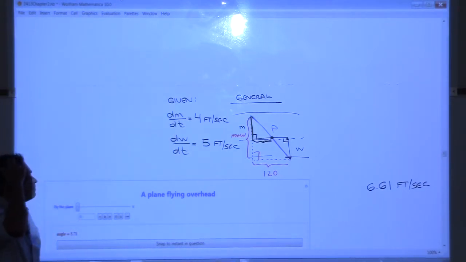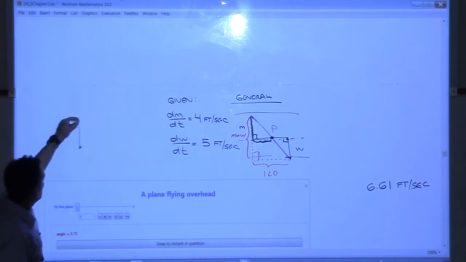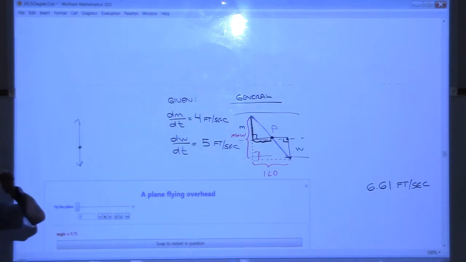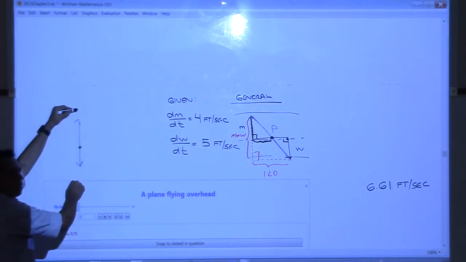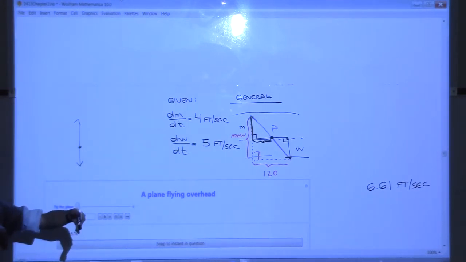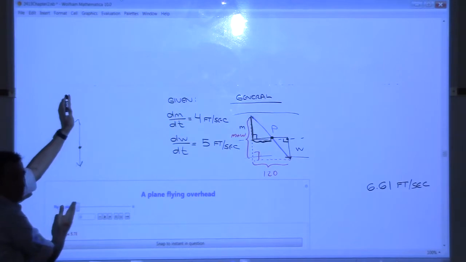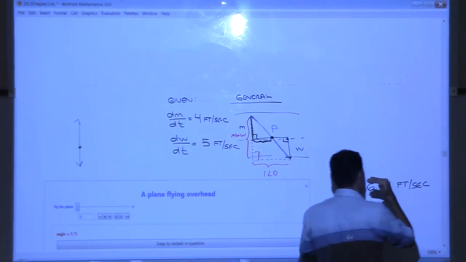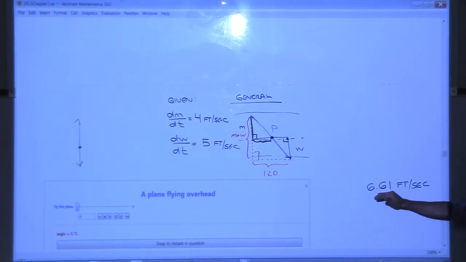How fast was he going? He was going straight up at 4, and she was going straight down at 5. So if they had started like this, he goes like that, and she was right below him, and she started walking away, what would be the rate of change of the distance between them? 9, just 9 feet per second, right? They're back to back, they start walking away from each other. The rate at which the distance between them is increasing is constant because they're in opposite directions, right? 9.